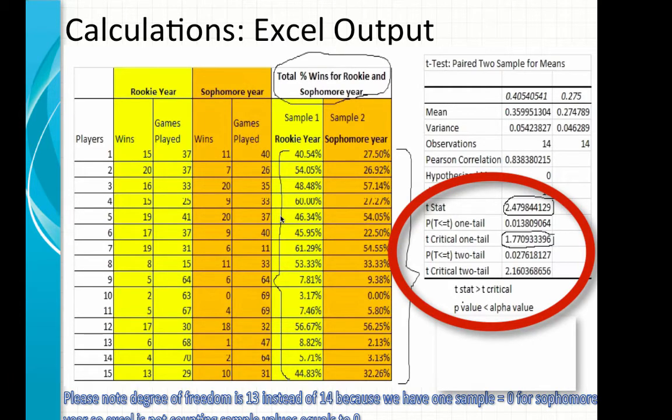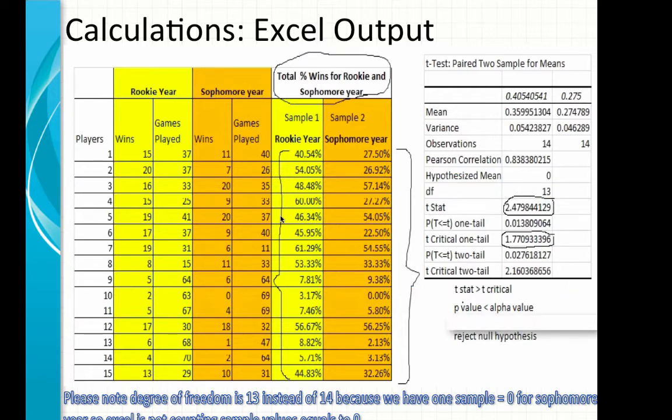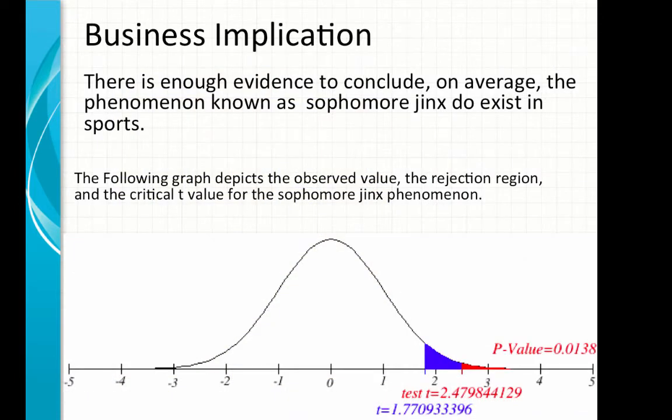Also, if you can have a quick look at the alpha and the p-value, the p-value is less than the alpha value. So we will reject the null hypothesis. One thing to notice is we have 15 samples, but the degree of freedom comes out to 13, because Excel is not taking the sample value which has 0 values in it. For example, player number 10 has a 0 sample value, so Excel is not calculating the values which are equal to 0. So after doing all the t-test, what are the business implications?